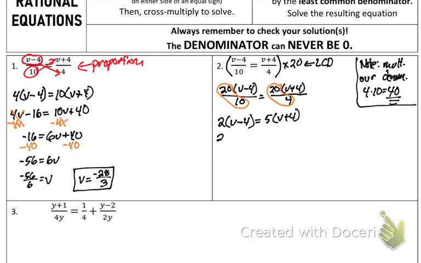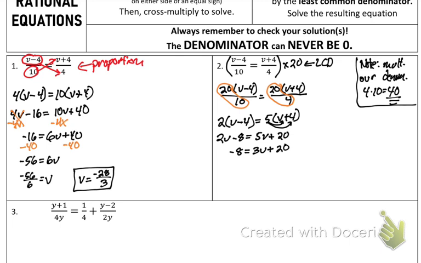Do some distributing: 2v minus 8 equals 5v plus 4. I'm going to subtract both sides by that 2v, giving me negative 8 equals 3v plus 4. Subtract 4 from both sides. Well, before I subtract that 4 from both sides, I actually made a small mistake. We should have made sure we distributed this 5 to both things. I just did it to the v. So we should actually have 5v plus 20, just like we should have 3v plus 20 here.